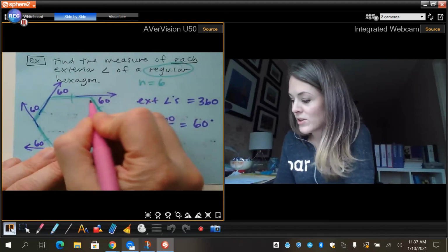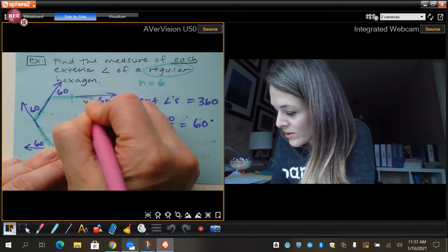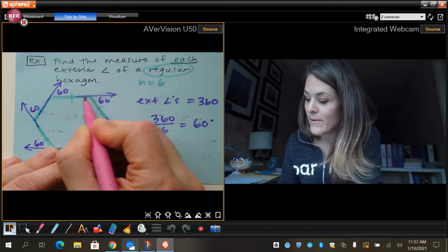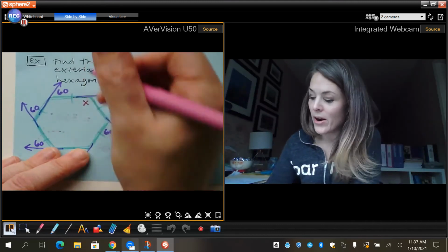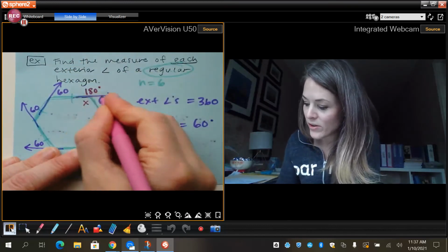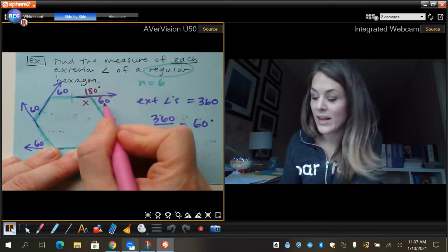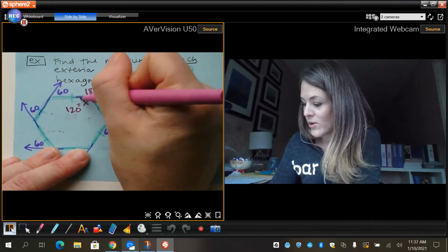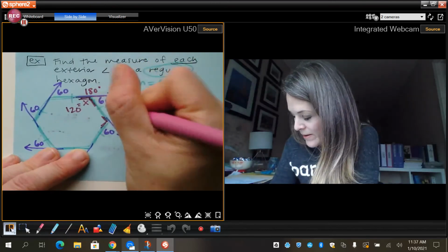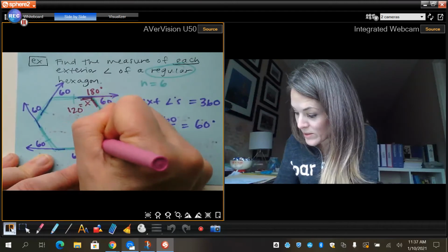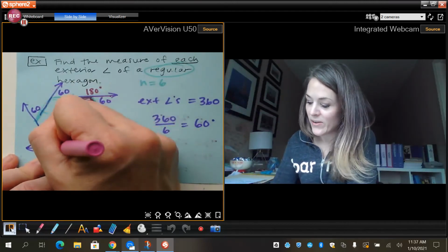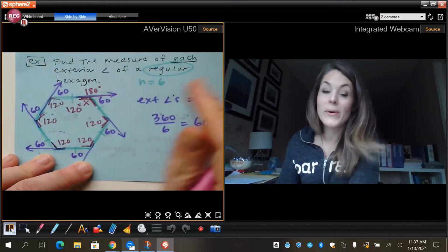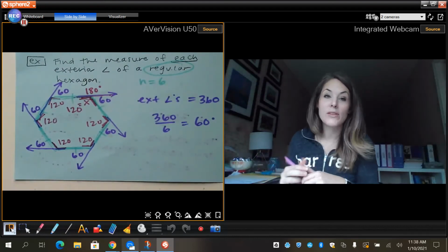Well, what you can do is look at how this interior angle, say it's x, and this exterior angle are always along a line. So they are always a linear pair, which means that they add up to 180 degrees. These two angles right here would add up to 180. So I could just go, okay, 180 take away 60 is 120. So every single interior angle here would be 120 degrees because it would be a linear pair with that exterior angle. I sometimes think it's easier to find the interior by using what I know about the exterior angle, but you could do it either way.